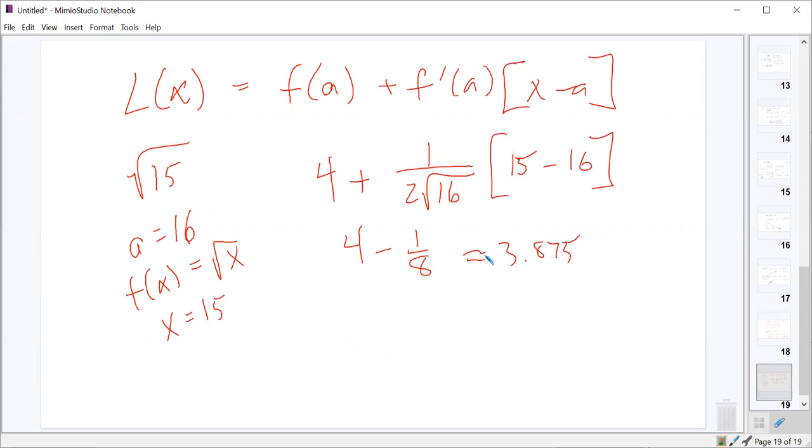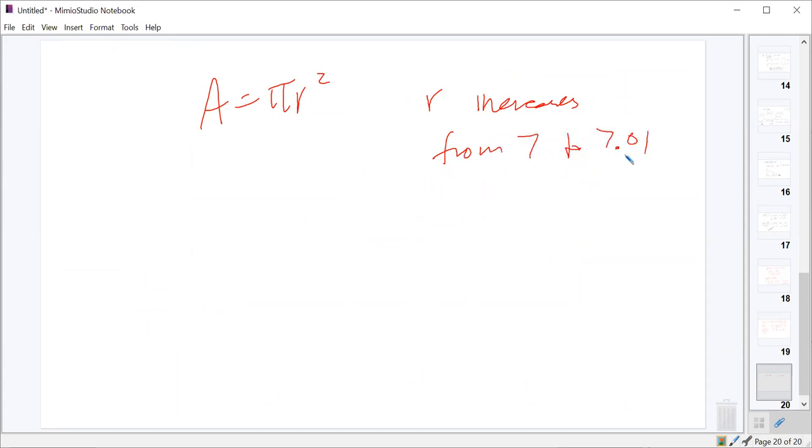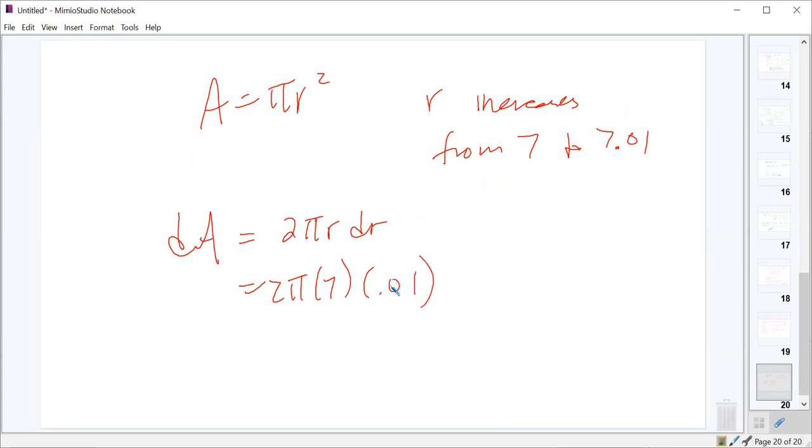But that's linearization. That's about all they'll ask you to do with linearization, is to approximate the value of like a root, or they might ask you to do something with a differential. Like, suppose we have the area of a circle, and let's say the radius increases from 7 to 7.01. Well, then they're going to ask, what's the area changed by? About. Well, it changes by about 2 pi r dr. So it'd be 2 pi times 7 times 0.01. And so they might use it in that way, like a differential also.